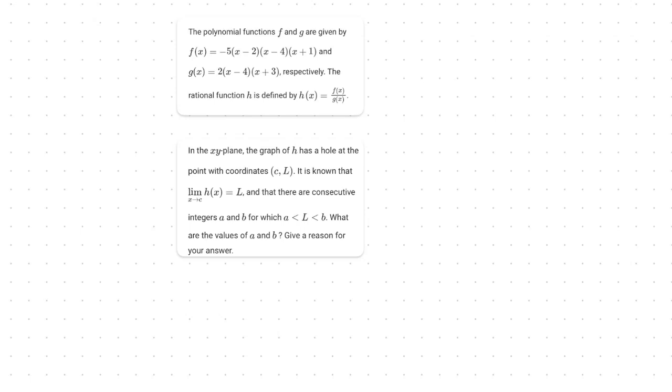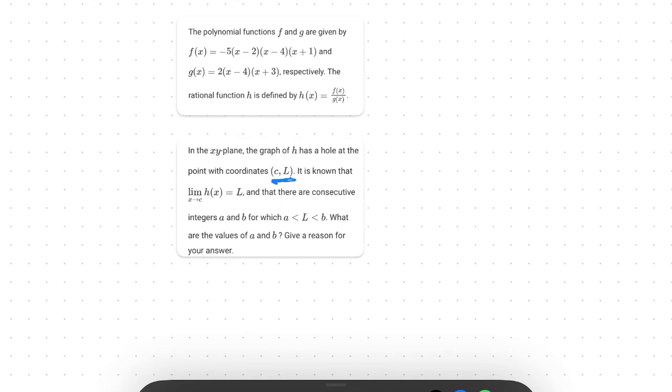Okay, so the second question is in the plane of the graph of h this time, of the function h of x, where's the hole? Or not, it's not asking what are the coordinates. It has the coordinates of c comma L. It's important that we understand what this information is talking about. C would be the x value, okay, because it's going to come in handy later.